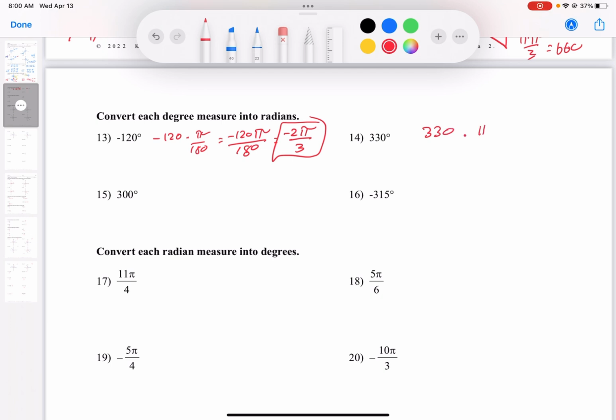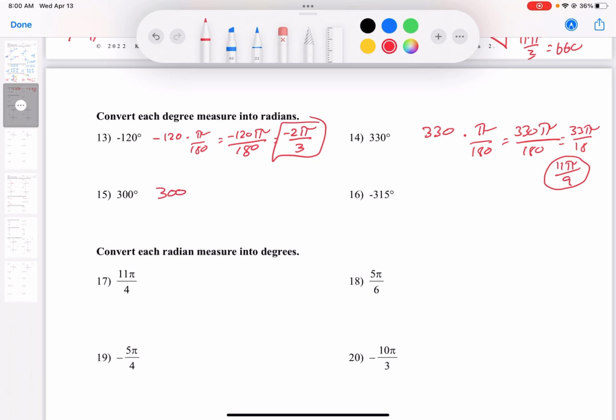330 then times pi over 180. So 330 pi over 180. That's 33 pi over 18. 3 goes into both of them, so 11 pi over 9. And again, all I'm doing is reducing the fraction, the numbers.